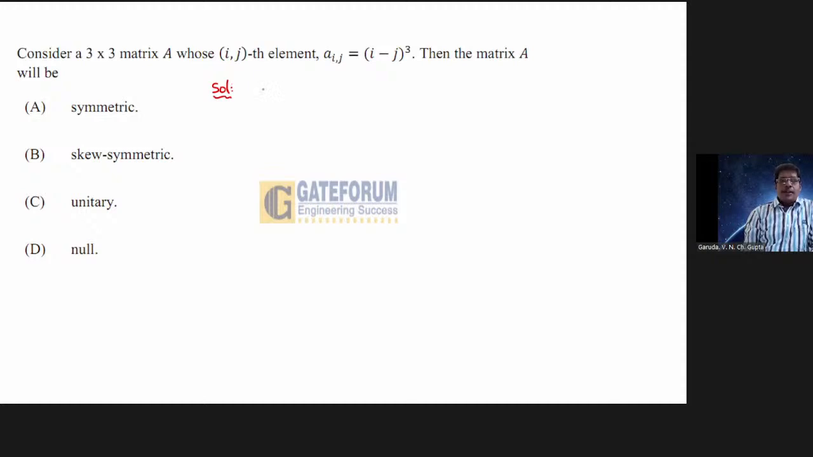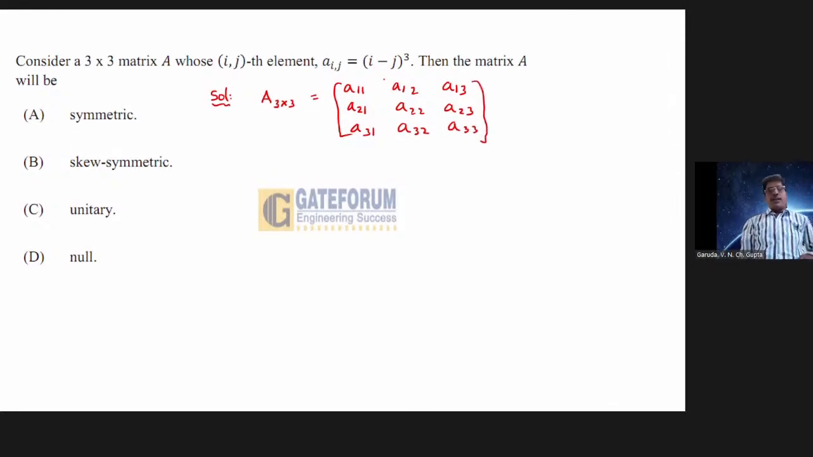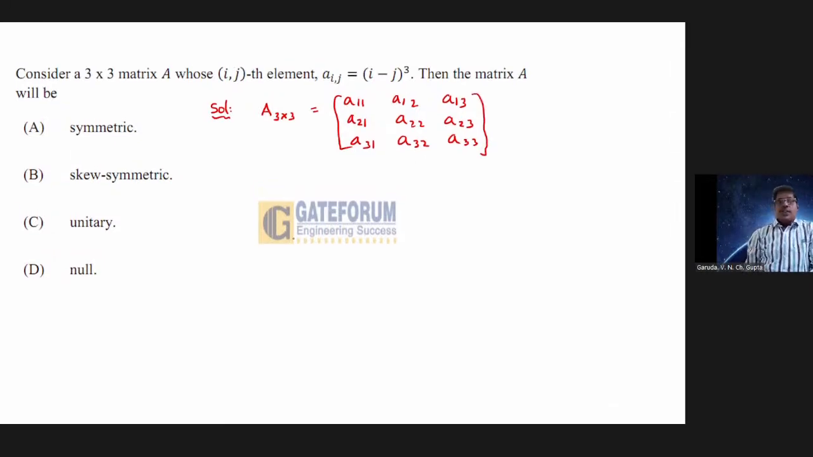A is a 3 by 3 matrix, a general 3 by 3 matrix containing 9 elements. A11, A12, A13. Second row elements A21, A22, A23. Third row elements A31, A32, A33. Now each element is defined as (i minus j) whole cube, that is Aij.